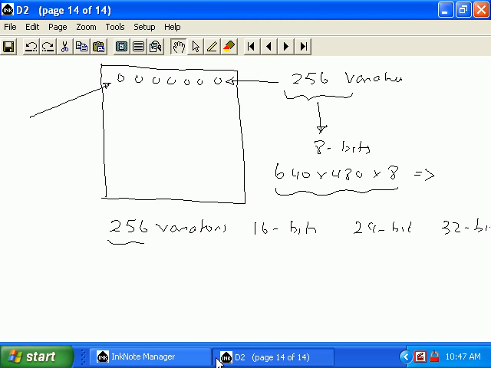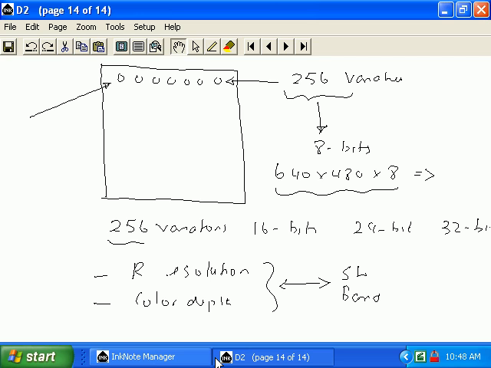By adjusting the resolution and the color depth, we can change the storage requirement or the bandwidth requirement for storing or sending an image. This information is important when one is involved in transmitting images or in the transmission of video or video conferencing.